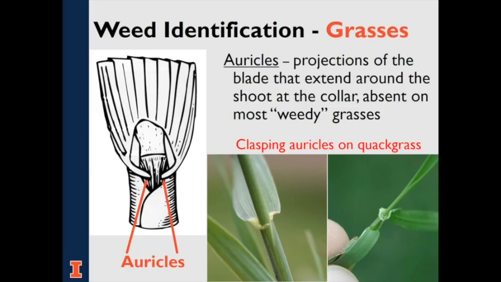Auricles are projections of the blade that extend around the shoot at the collar. While absent on most weedy grasses, one species commonly found in field crops that has prominent auricles is quackgrass. The auricles typically clasp the stem. This is a key identifying feature of quackgrass.